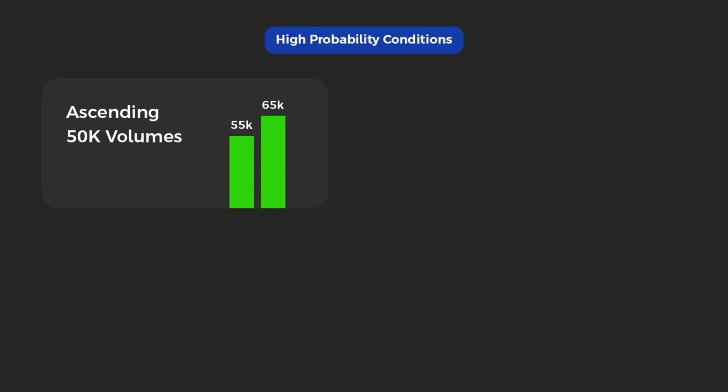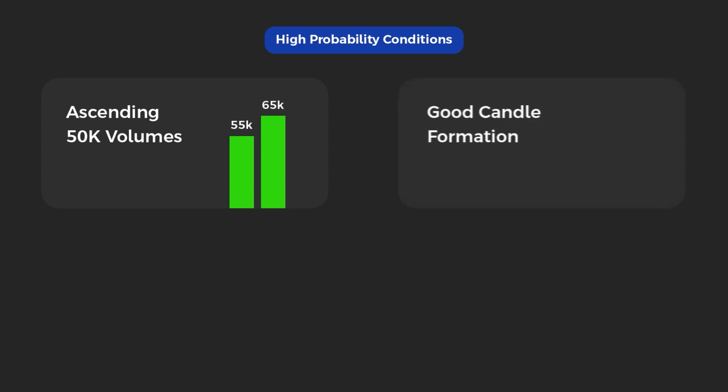For a high probability trade, the first condition is volume. The volume should be ascending volume. What is ascending volume? In two consecutive candles, the second candle's volume should be higher than the first candle's volume. Whenever you have consecutive candles with ascending volume, the probability is higher.